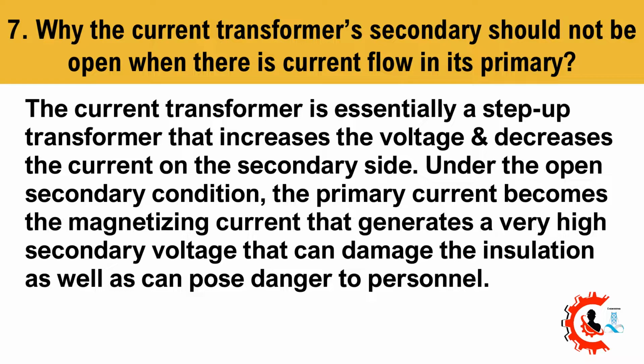7. Why should the current transformer's secondary not be open when there is current flow in its primary? The current transformer is essentially a step-up transformer that increases the voltage and decreases the current on the secondary side. Under the open secondary condition, the primary current becomes the magnetizing current that generates a very high secondary voltage that can damage the insulation as well as can pose danger to personnel.